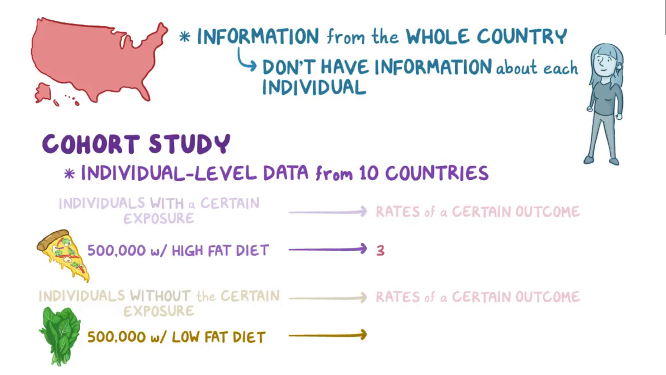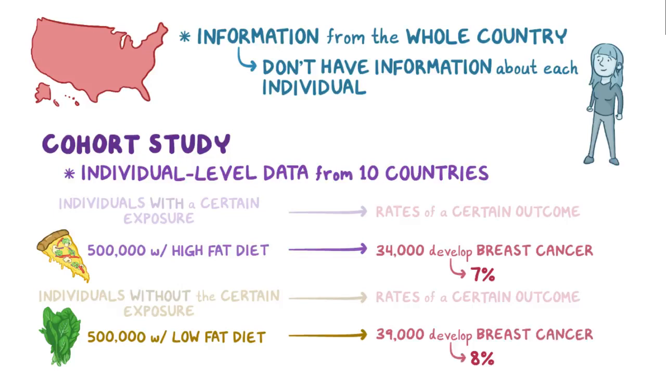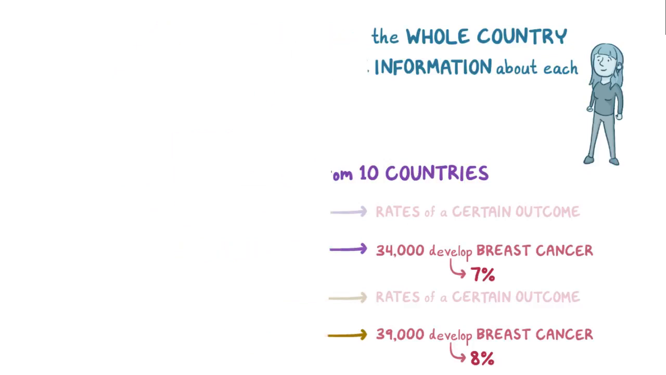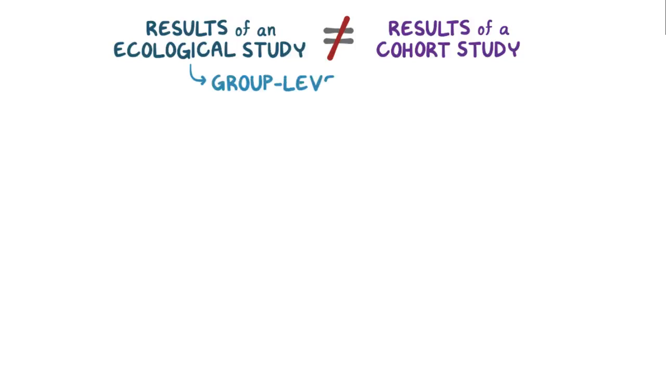After 10 years, let's say that 34,000 of the women in the high-fat group, or 7%, developed breast cancer, and 39,000 of the women in the low-fat group, or 8%, developed breast cancer. Since 7% and 8% are very similar, it's likely that there's actually no relationship between fat intake and breast cancer in these individuals. The results of an ecological study can be different from the results of a cohort study, simply because ecological studies use group-level data instead of individual-level data.